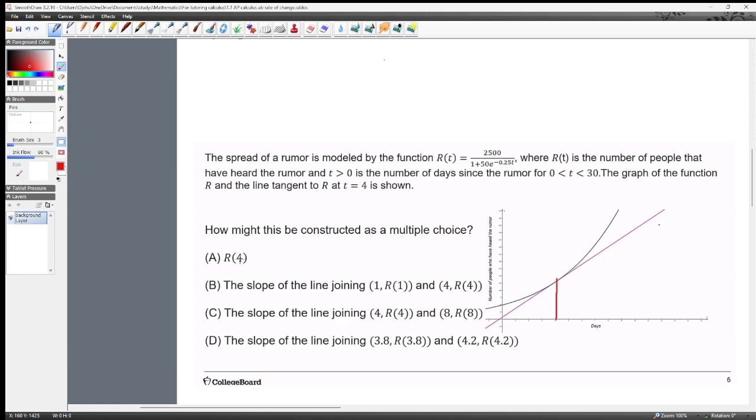So the question is, which of these answer choices would be the best choice for finding the instantaneous rate of change? So give it a try.